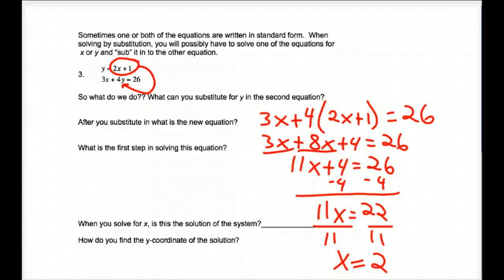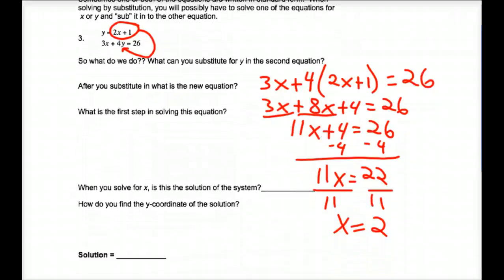Are we done? No. Why not? Because you have to find the value of y. You're going to find out what y is. Now, here's where the second part of substitution comes into play. Would it be smarter to take x of 2 and put it into the first equation or the second one? First. Why the first one? Because it's smaller. Way easier. Would you get the same answer in both equations?